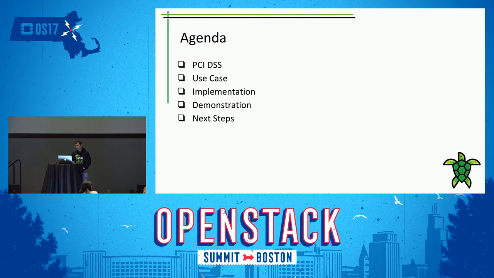And the agenda for this talk is we are going to take a look at what PCI DSS is. How many of you have heard of PCI DSS or have a good notion of what it is? Cool. And then we'll be walking through the use case that drove the implementation in Keystone. Just before we dive into the implementation details and show all the options available to operators to benefit from PCI DSS requirements. And after that, we'll be having a live demonstration of just a few of those requirements we have implemented in Keystone. And then I'm going to talk about next steps.